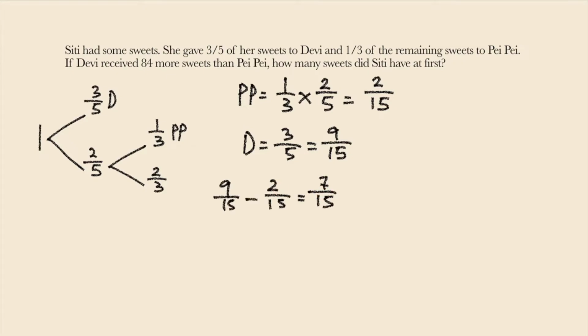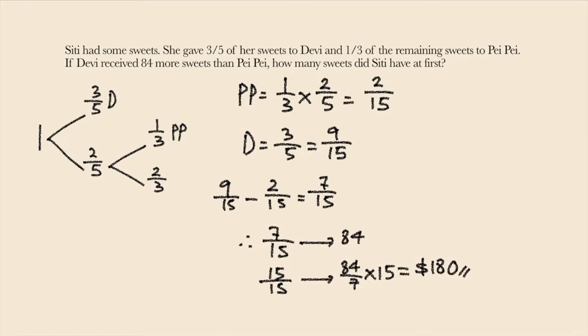What does that mean? These 7 units represent the 84 actual sweets. Well, the difference is 84 actual sweets, therefore 7 units is 84. How many sweets did Siti have at first? We're interested in 15 units. So that's 180 sweets, not dollars, 180 sweets.